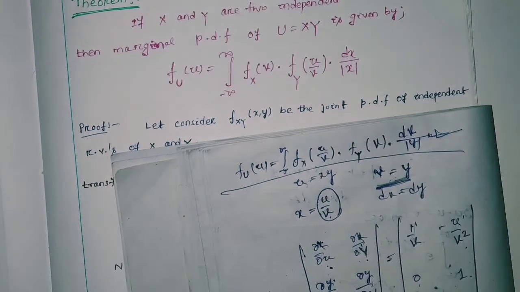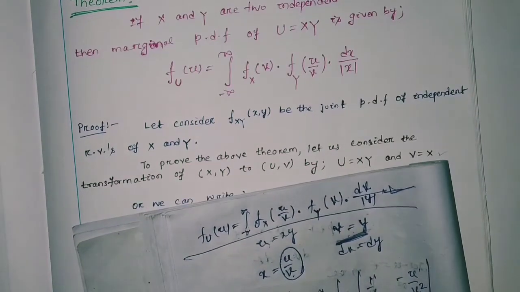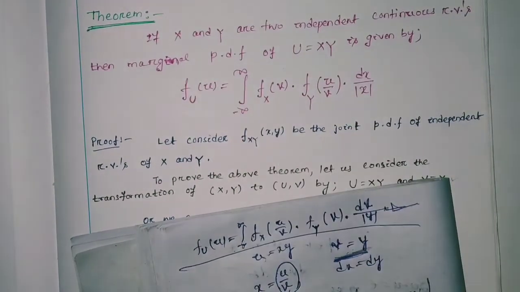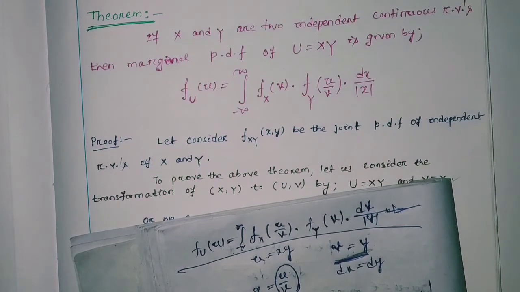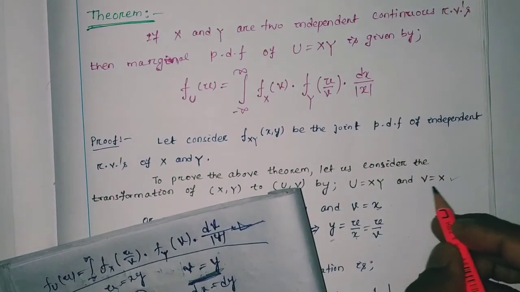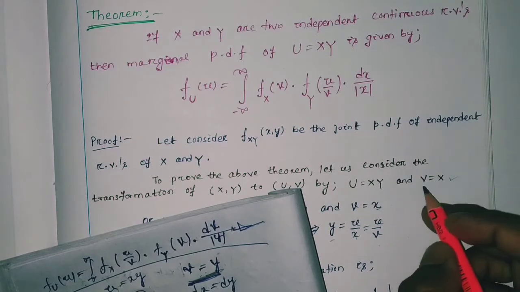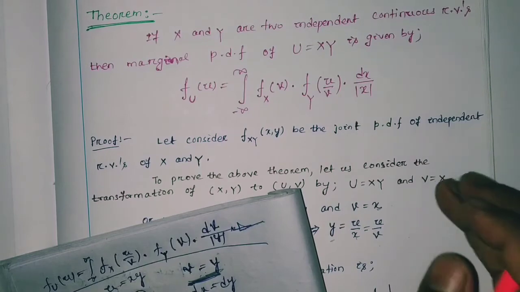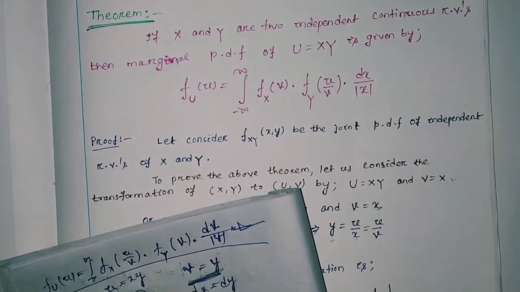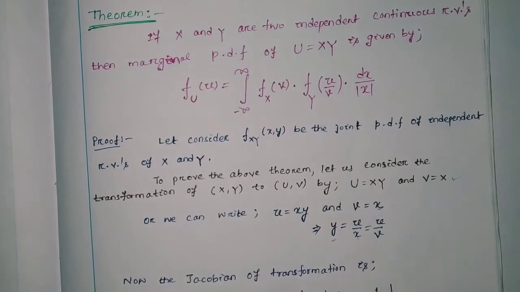So you just consider what you have to prove. That means in the question, what has been given. On the basis of that question, you have to decide what to take as the v value. The v value, you are going to take x or you are going to take y. That you have to decide by considering the question you have to prove.